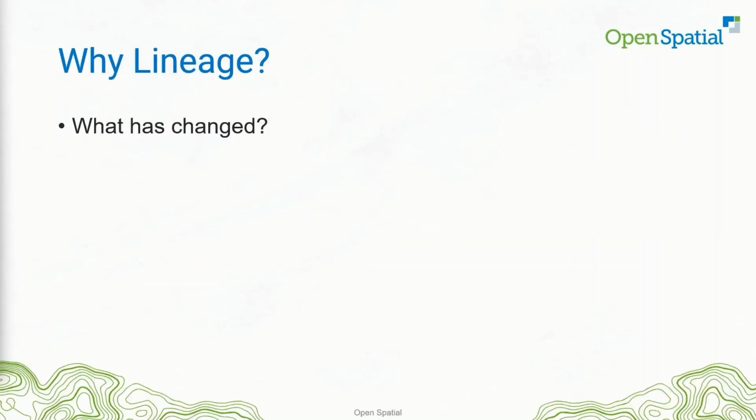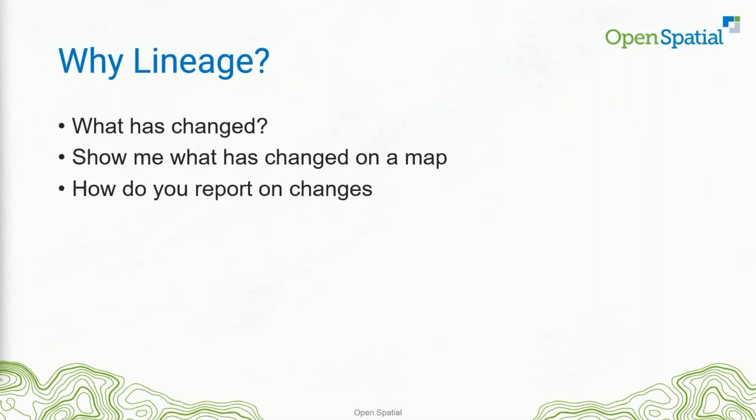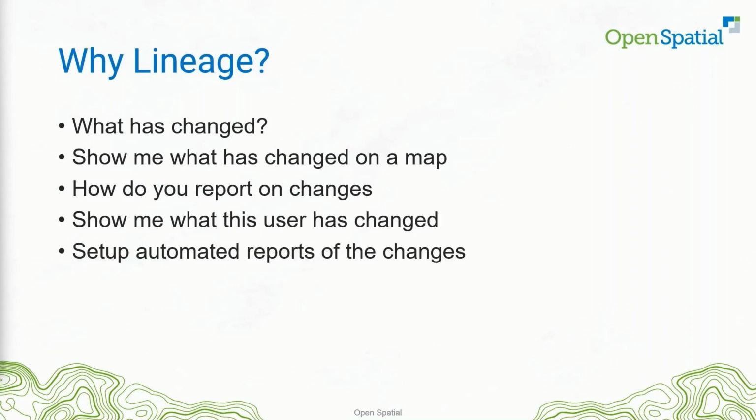So why Lineage? It's basically about what has changed. Show me what has changed on a map. How do you report on the changes? What the users have changed, and set up automated reports of the changes. I'm going to hand over to Colin, and he's going to show us an actual client data set of their changes and edits and the practical results of that. So over to you, Colin.